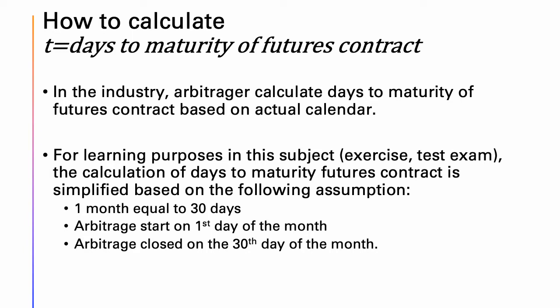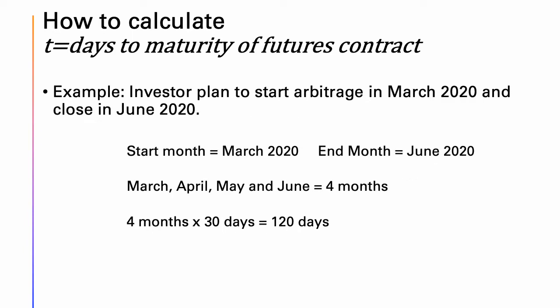First, 1 month we assume equal to 30 days, and the arbitrage strategy starts on the first day of the month and the arbitrage closes on the 30th day of the month. Therefore, we assume 1 month equals 30 days. So for example, an investor plans to start arbitrage in March 2020 and close in June 2020. So the start month is March, the end month is June. March, April, May and June, we have 4 months. 4 months times 30 days is equal to 120 days.